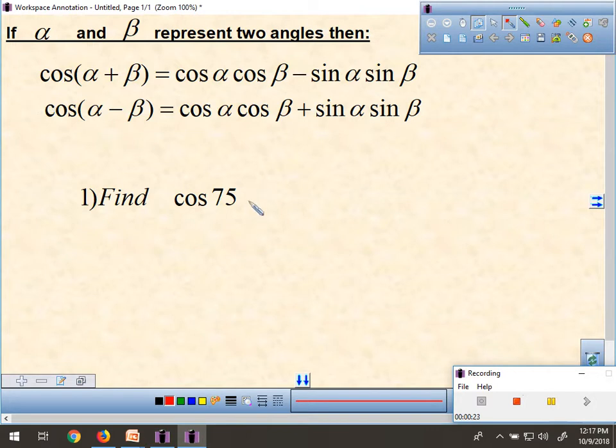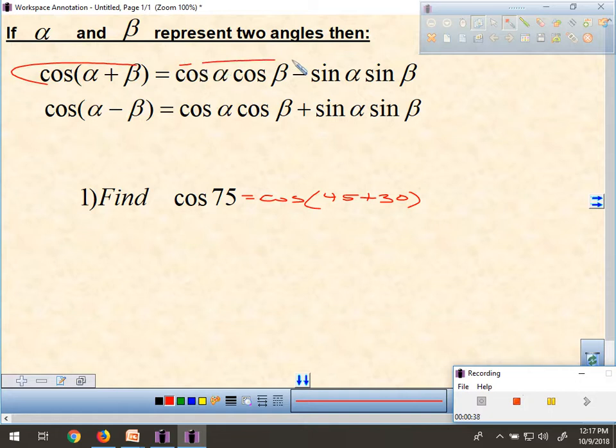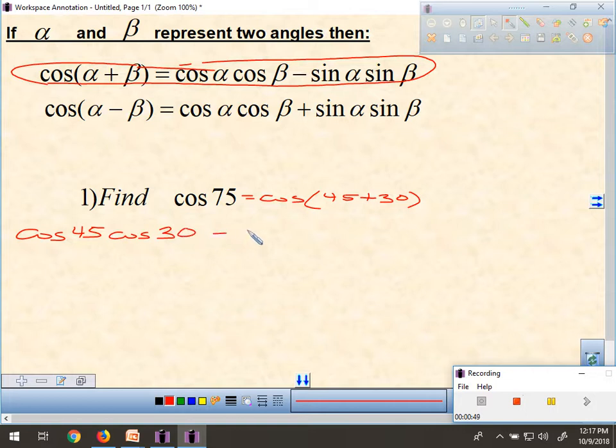And so I'm just going to say that cosine of 75 is the same thing as cosine of 45 plus 30, which is true. 45 plus 30 is 75 degrees. Since I'm doing two angles that add, I'm going to use this top formula up here, which says cosine of your first angle, 45, times cosine of your second angle, 30, minus sine of your first angle, 45, times sine of your second angle, 30.